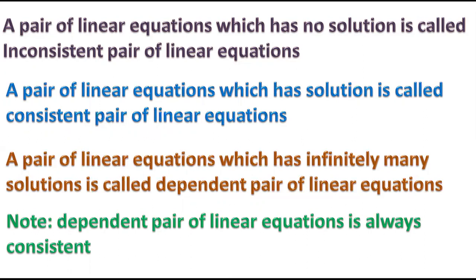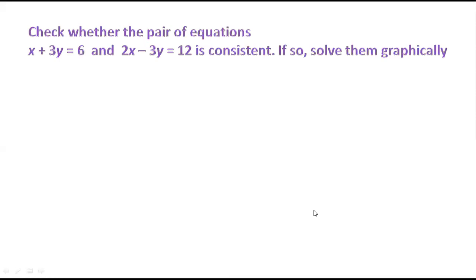Consistent means which has a solution. Inconsistent means which has no solution. And dependent means which has infinitely many solutions. A dependent pair of linear equations is always consistent. So let us solve related problems to this.